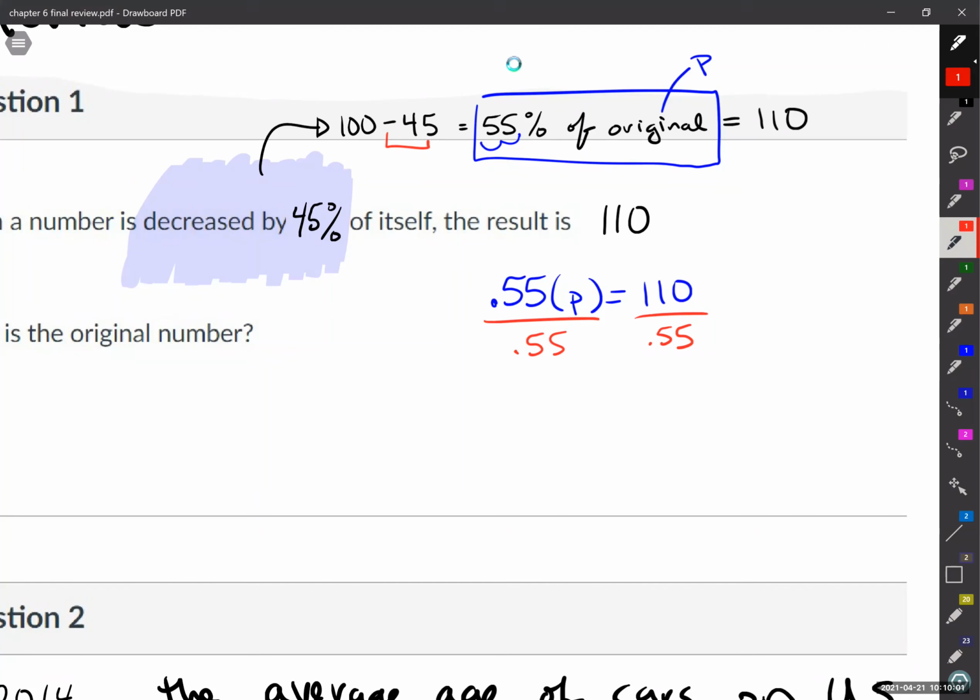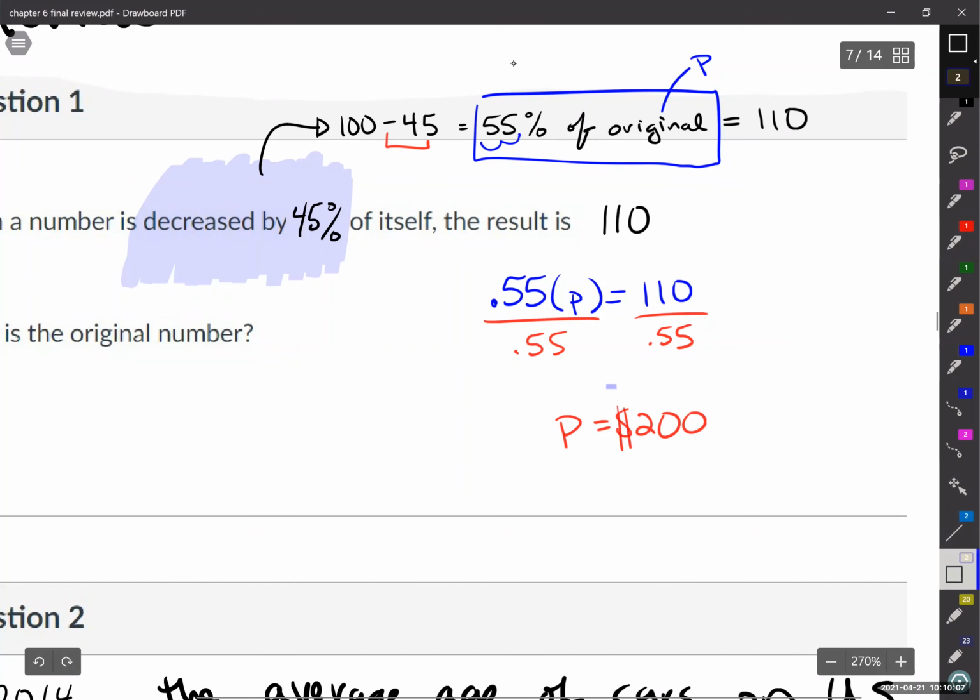And we should get 200 back as the result. So the original price is 200. As expected, the original price should be higher than the discounted price. So that kind of makes consistent sense. So remember, if you're told it's a decrease, you need to subtract that number from 100 to get the actual percentage that you're taking from the original.